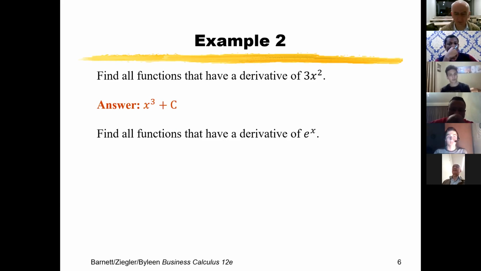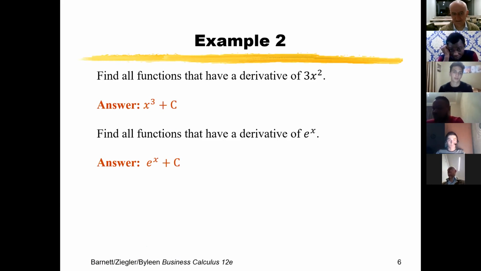In the second case, what is your answer? e to the power x plus c. Let's check. Yes, it's correct.